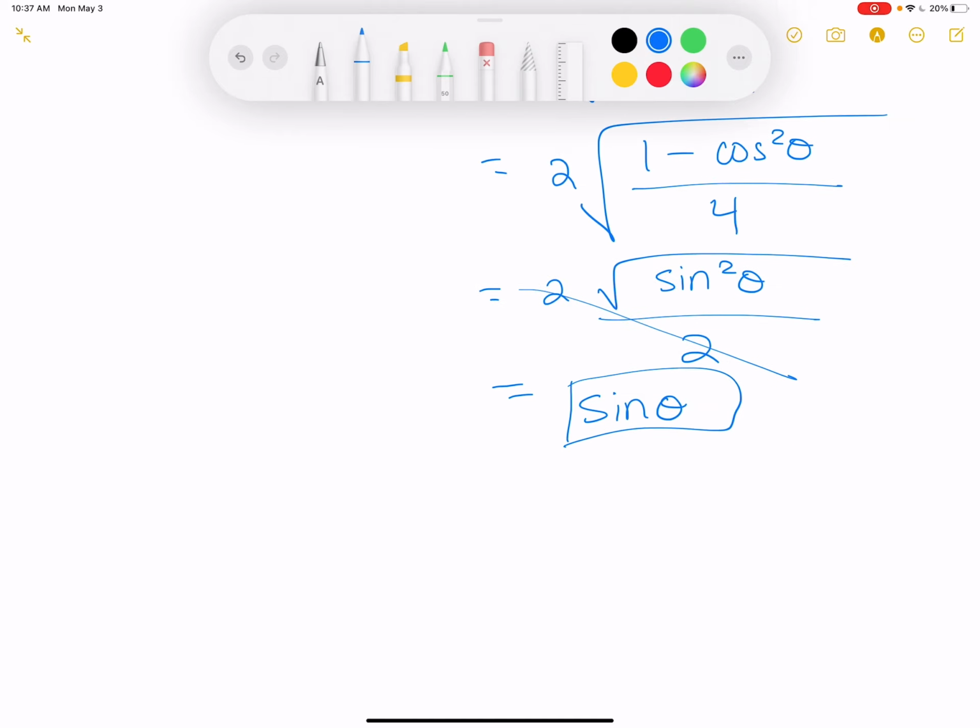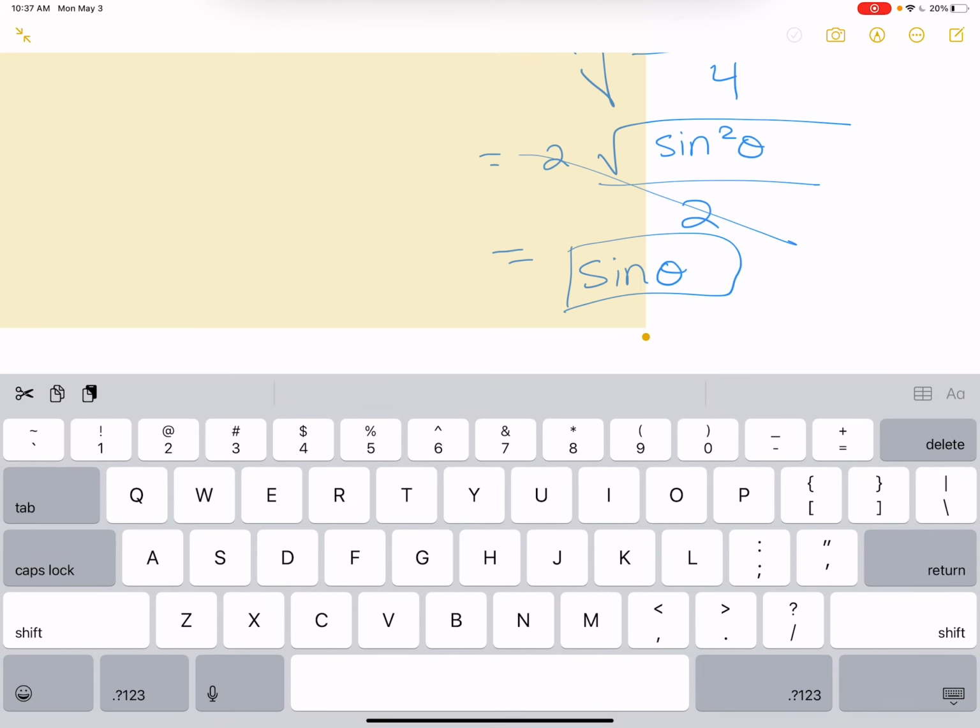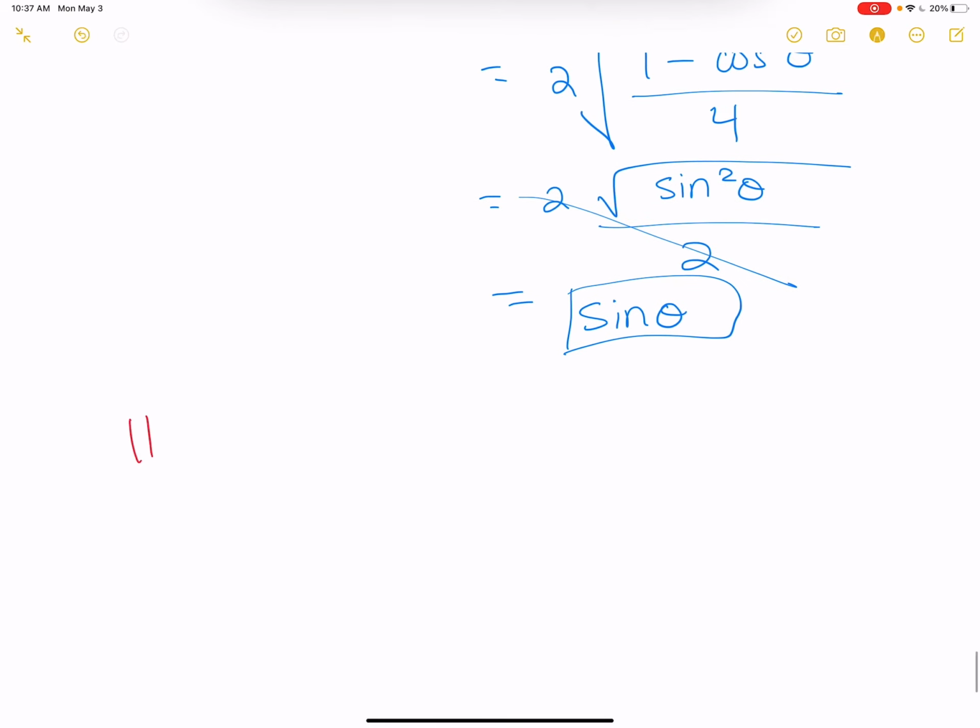So, we are done. Add it on to what you had. $21, $23, and $25.